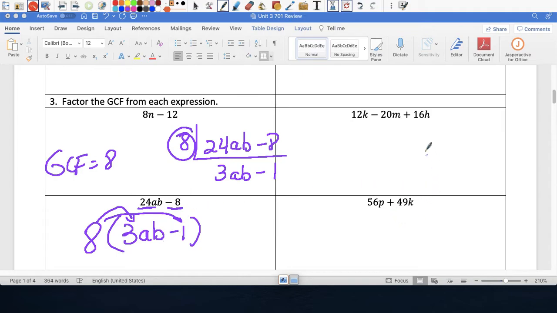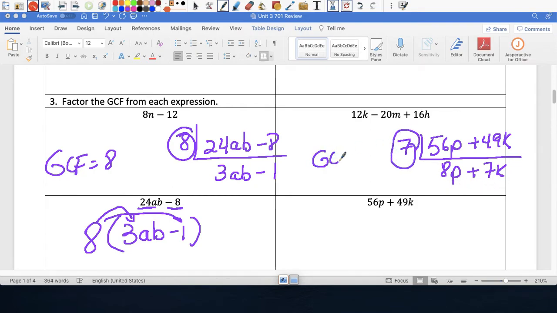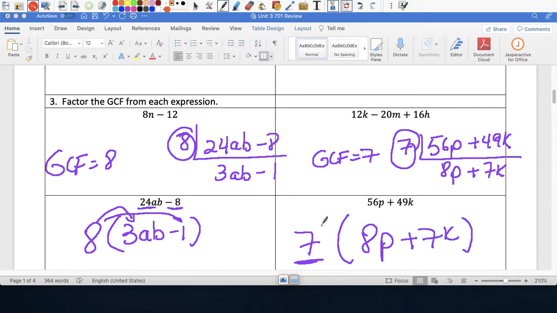This one, 56p plus 49k. What number can we use? We can use 7. 56 divided by 7 is 8p, plus 49 divided by 7 is 7k. Can I go again? No. So what's my GCF? GCF equals 7. So my answer is 7 outside, and inside 8p plus 7k. 7 times 8 is 56. 7 times 7 is 49.